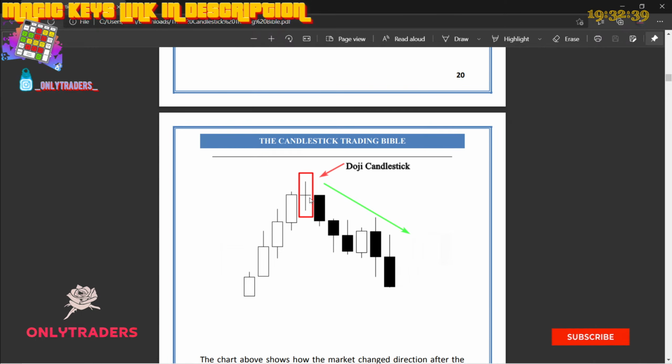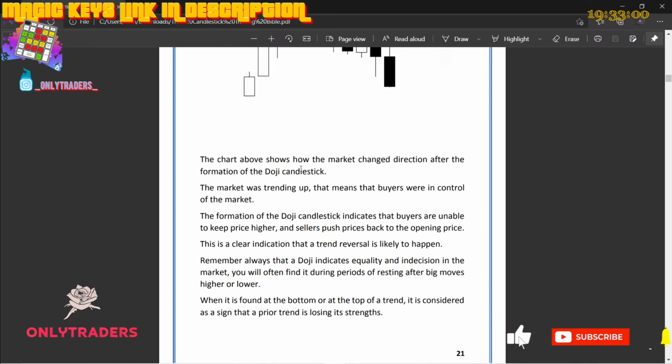But when you have all the other trading tools in your arsenal for you to muster up a trading strategy, a trading plan, and for you to execute that trade, this will be one of those small details that you can scale into and use to become more profitable. The chart above shows how the market changed direction after the formation of the doji, and as you can see, the market was trending up.